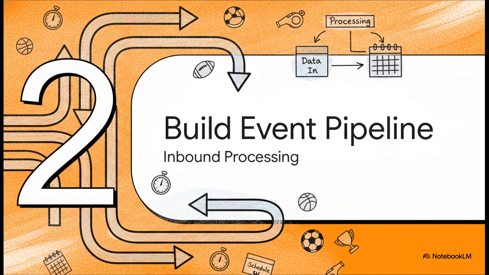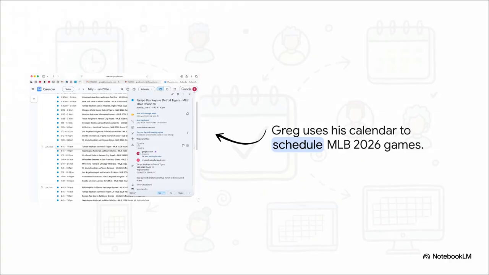Moving right along to Section 2, building the event pipeline, where we'll look at inbound data processing. Let's watch our organizer, Greg, build out his massive 2,500-game sports schedule. Notice how he just creates calendar events using his normal, native Google Calendar client. He fills out the date, the time, the location, exactly like he's inviting a buddy to lunch.